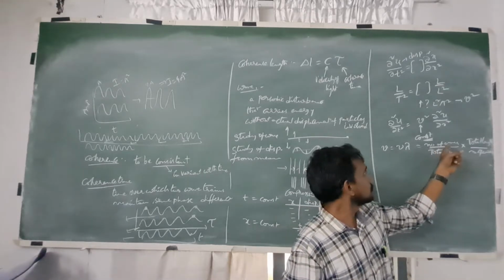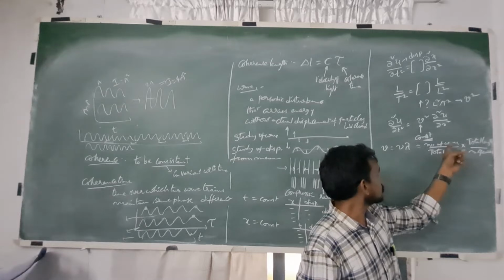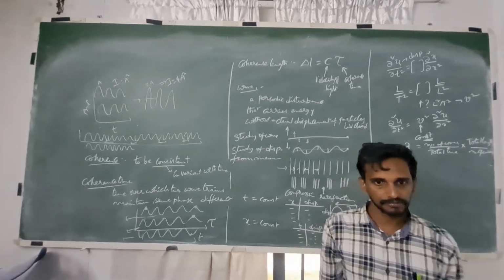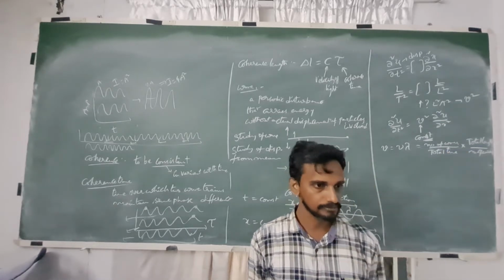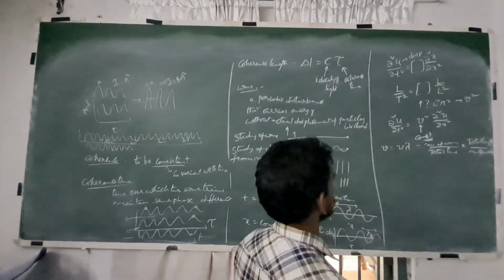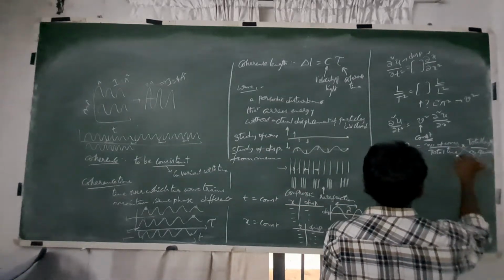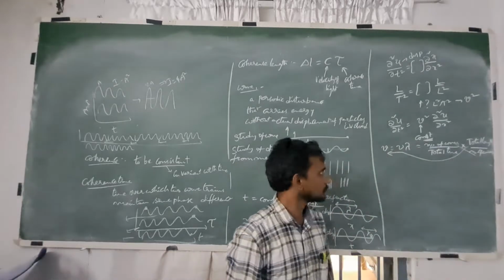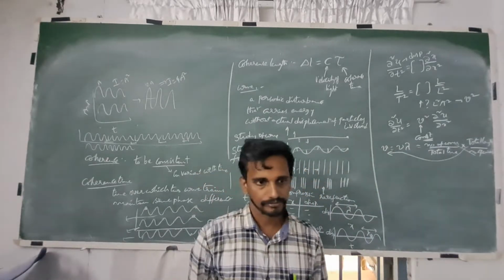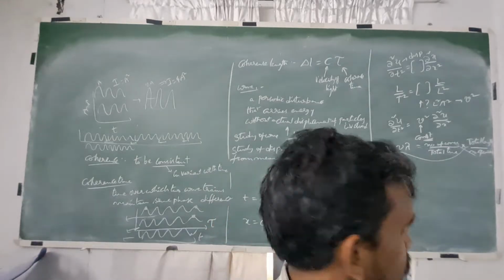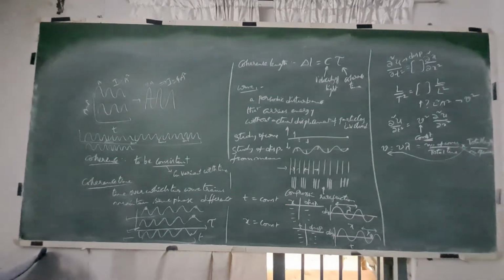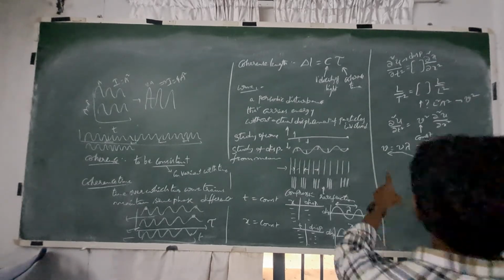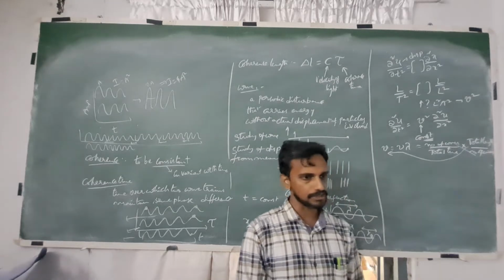At the same time, you need to get the number of waves in 1 second. So you count the number of waves for 10 seconds and divide it by 10, whatever the time. So you get velocity. Total length by total time is velocity. So the velocity of light remains constant as long as it travels in the same medium.